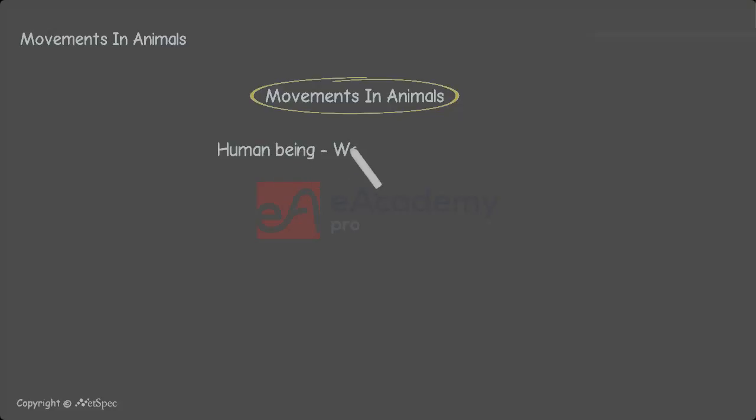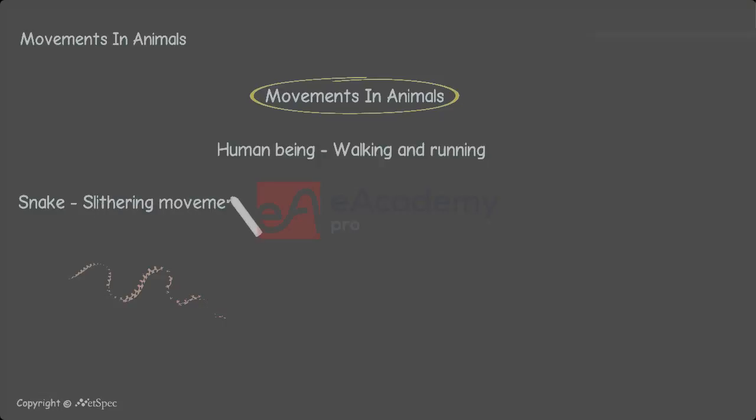All animals do not exhibit the same kind of movements. Different animals exhibit different kinds of movements. For example, in human beings, we can see the walking movement and running movement. In case of snakes, we see slithering movement or crawling movement. In case of frogs, we see hopping movement.